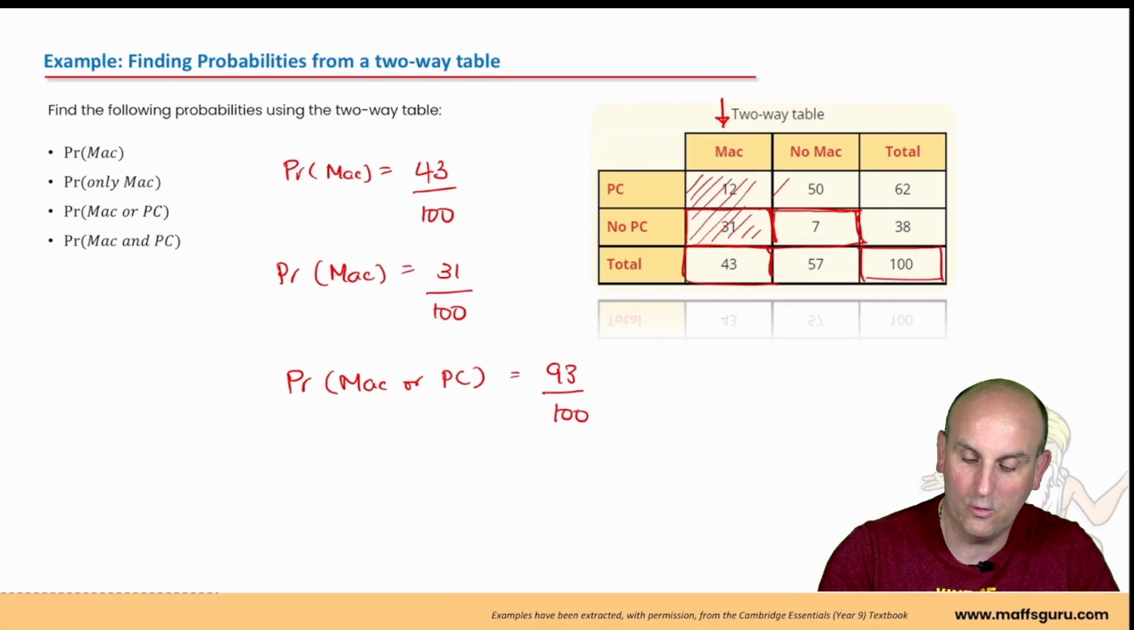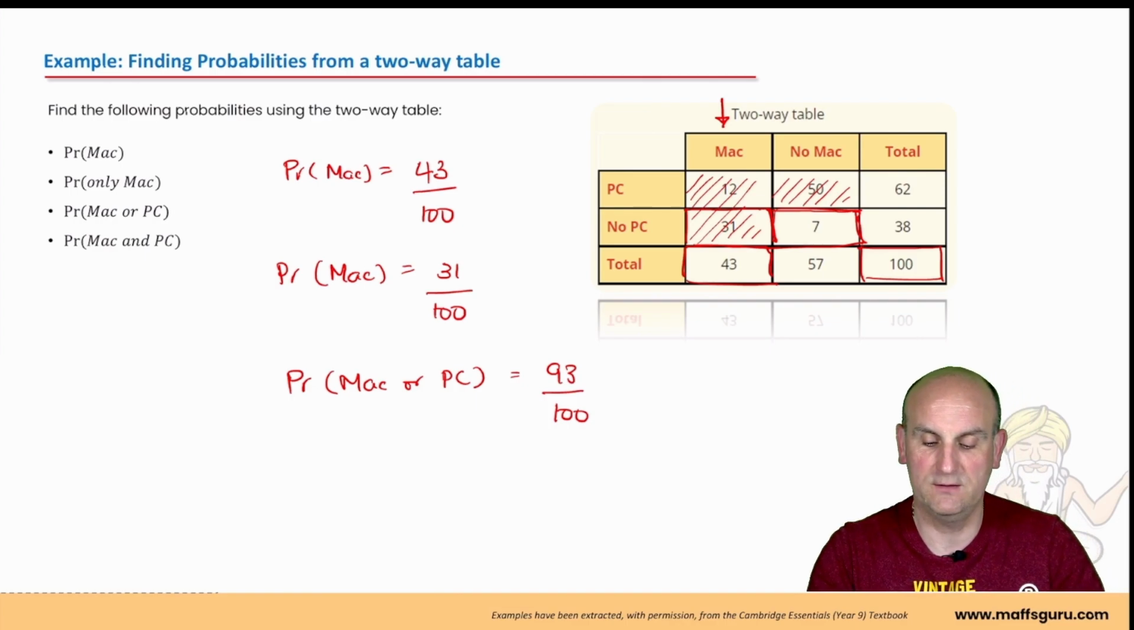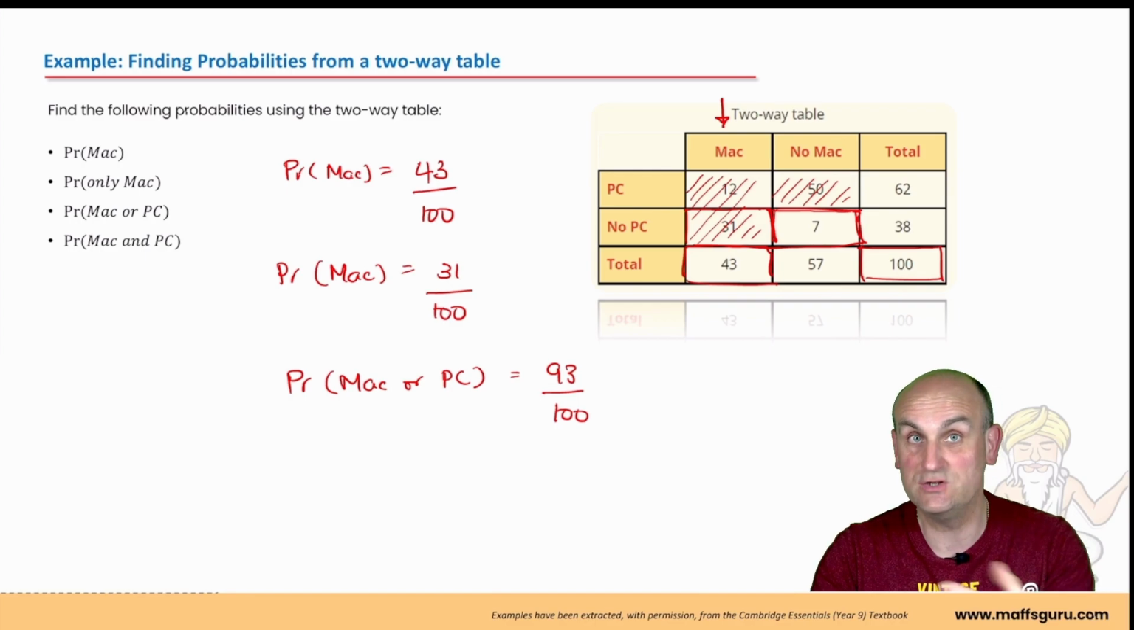So when you're doing an OR, you can have all of those three numbers added together. Now I know that's going to make it harder to see, but hopefully if you're watching this, you can make your own notes.